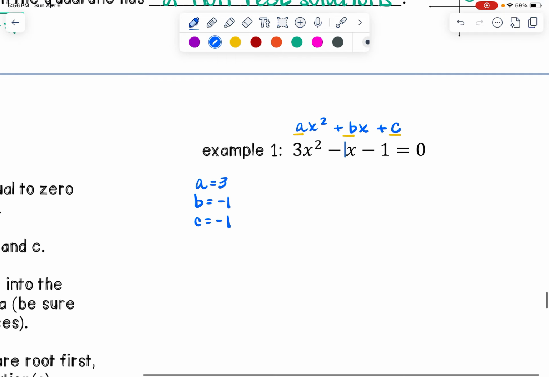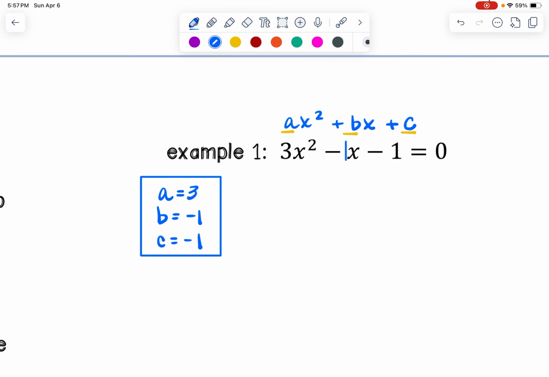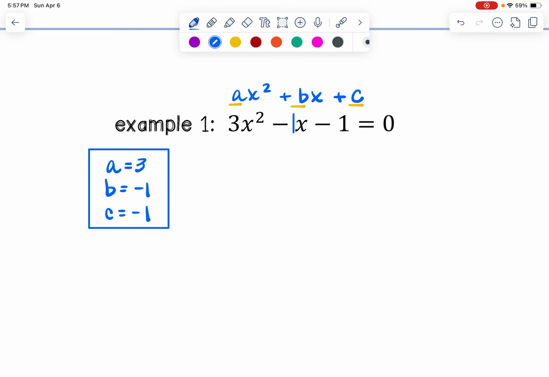All right, so here we go. That's really all you need is your a, b, and c values, right? And then you are just going to substitute it all into the quadratic formula. And then once you've created this big mess of numbers, you're just going to take a few steps to clean it up. Okay, so here we go. x equals -b. So b is already -1.